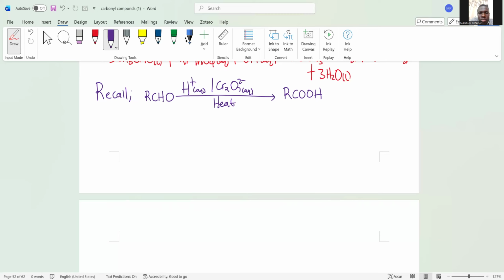Now I want to claim that alternatively one can come up with the following. We are claiming that the aldehyde is taken to a carboxylic acid. So you look at R on the left-hand side, I have 1 R. On the right-hand side, I have 1 R. So the R's are balancing. Left-hand side, 1 carbon, right-hand side, 1 carbon. Left-hand side, 1 hydrogen, right-hand side, 1 hydrogen. Left-hand side, 1 oxygen, right-hand side, 2 oxygens.